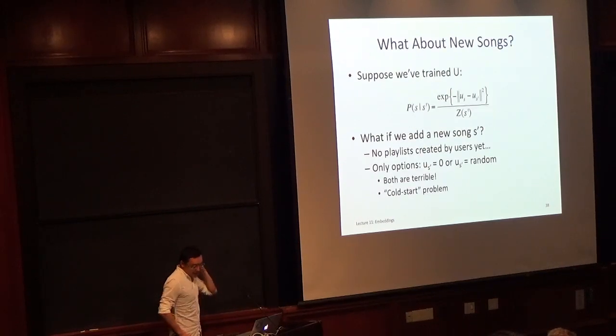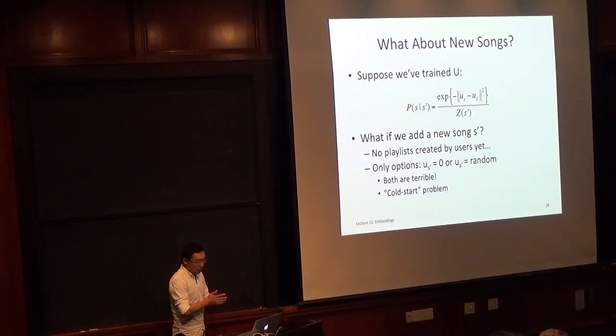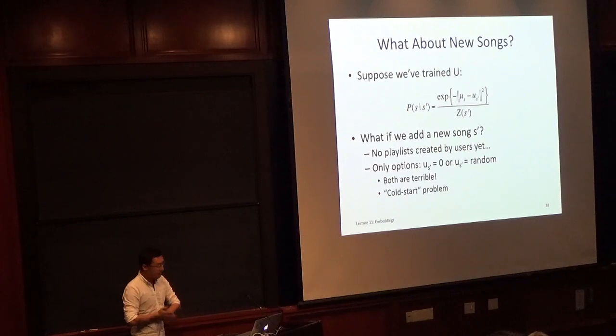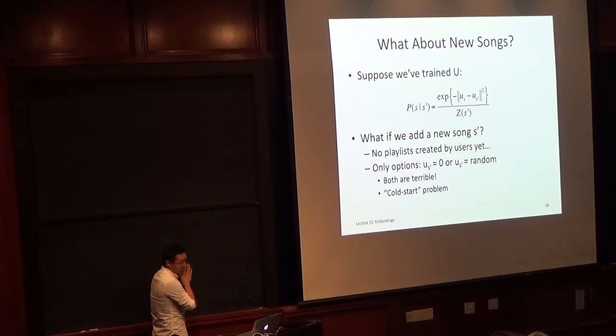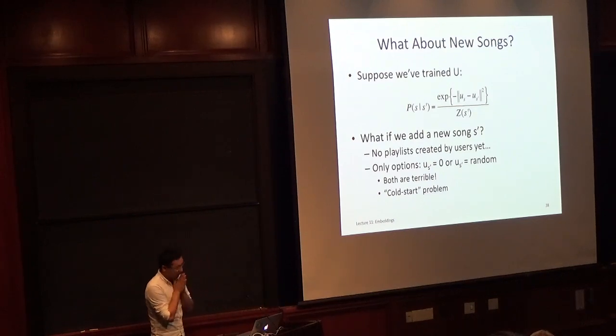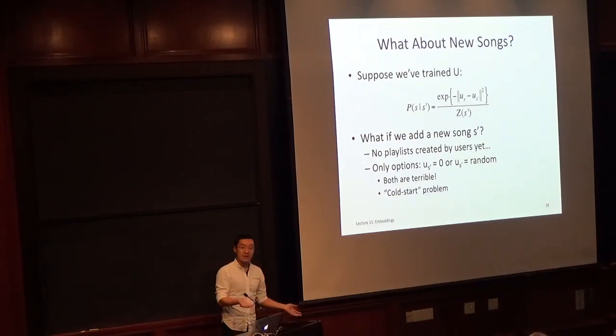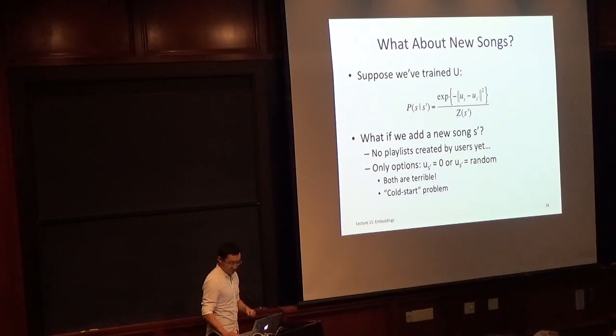Of course, in this particular case, we train this embedding using no attributes of songs, and only their presence or absence and position in various playlists. What if we added a brand new song, in which case no playlist has ever been created for this brand new song? This is similar to if I added a new movie to the Netflix problem and no user has ever rated it. What do you do? This is also known as the cold start problem in these kinds of representation learning problems.